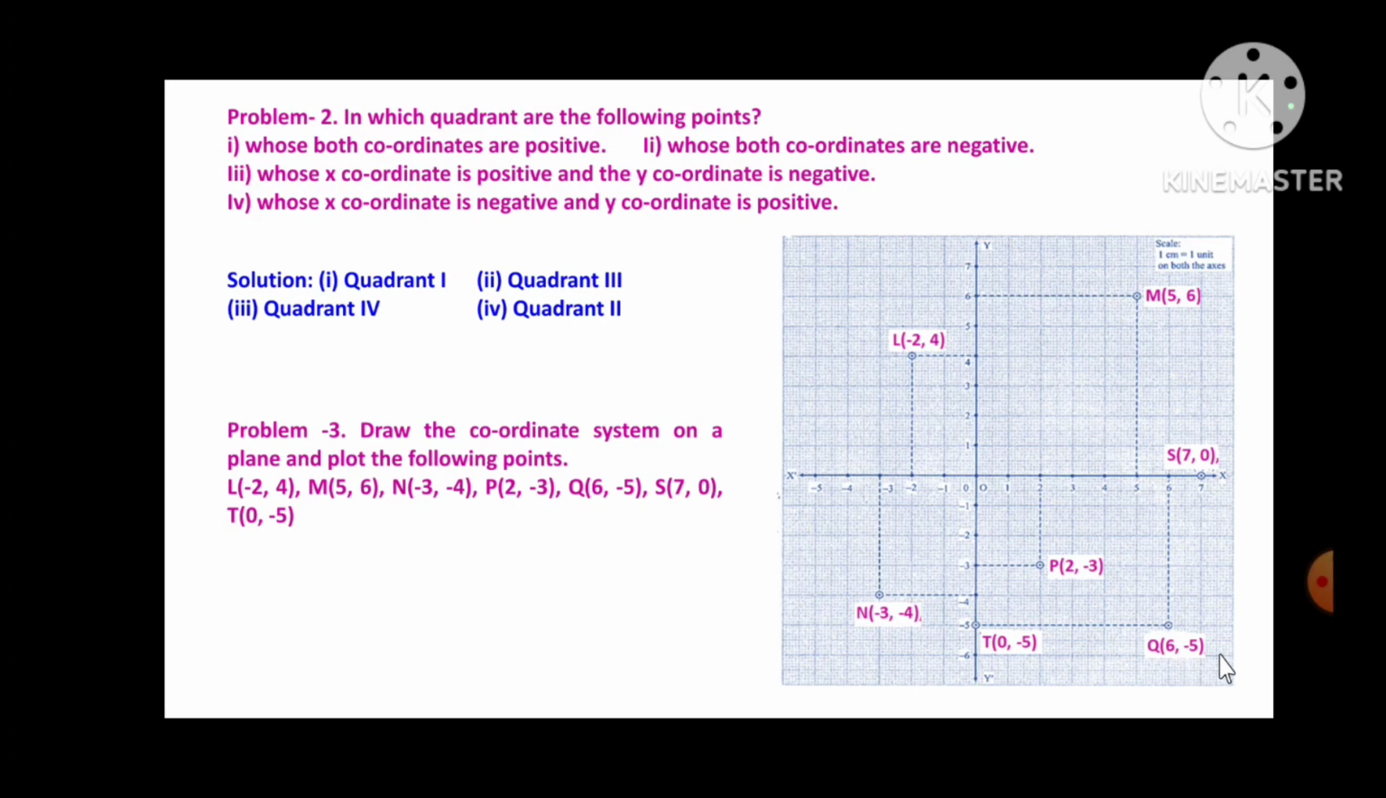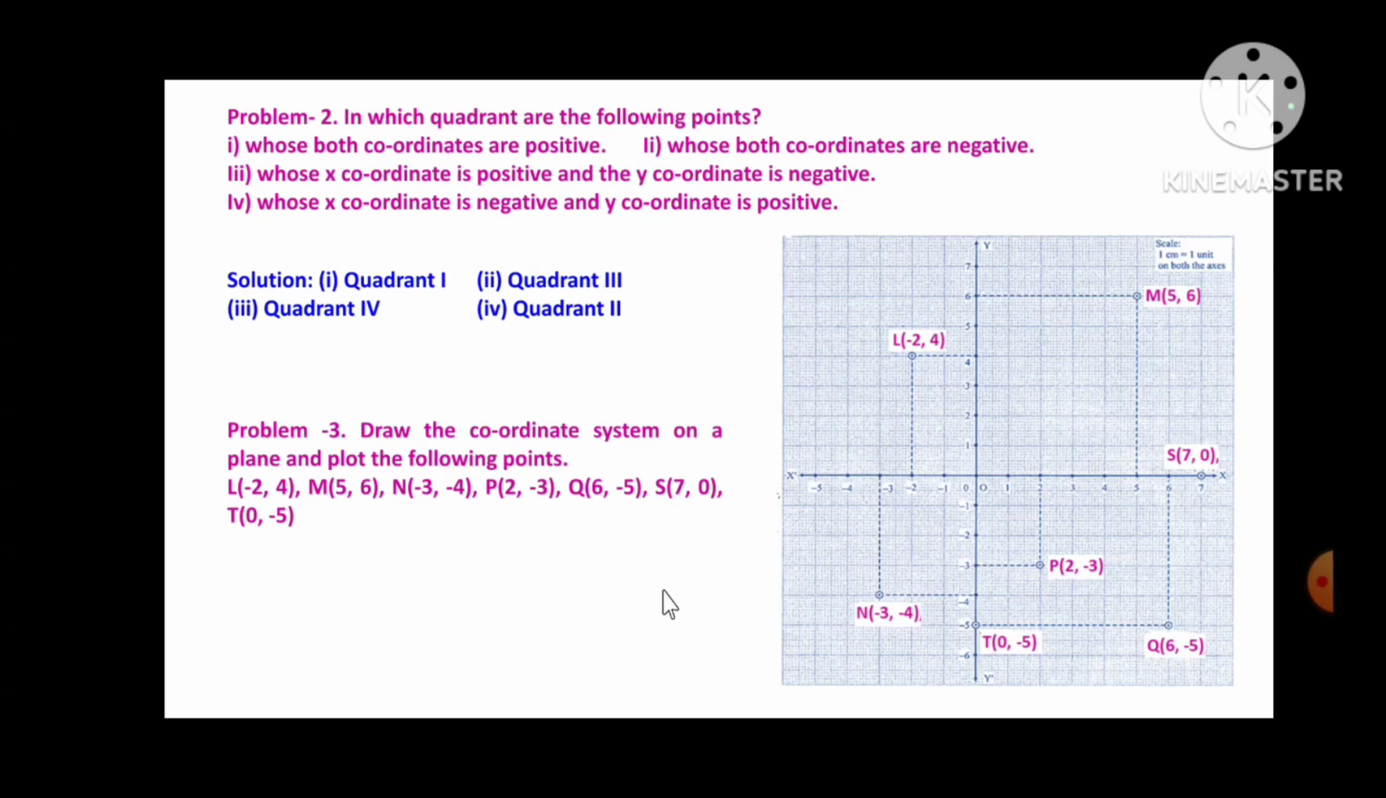S(7, 0): the x coordinate is positive whereas the y coordinate is 0, means it is lying on the x-axis. It is shown here. Then T(0, -5), where the x coordinate is 0 and the y coordinate is -5, so it is lying on the y-axis. You can see here it is plotted. So friends, I think you got how to plot the points. Practice similar ones. Take other points and try to plot them on graph paper.